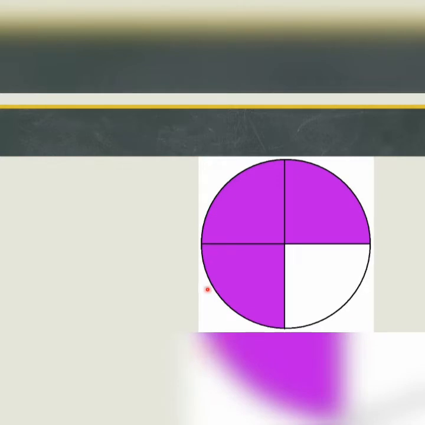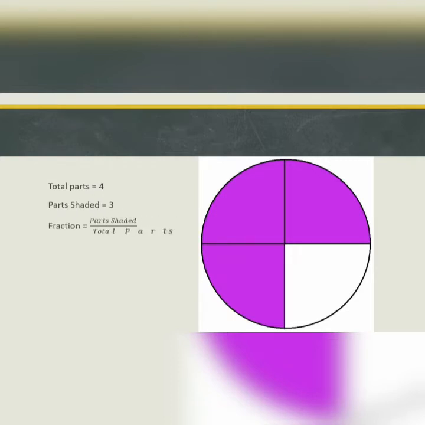For example, if you see this figure, there is a circle. The circle has been divided into four parts: 1, 2, 3 and 4. So the total number of parts is 4 and the shaded parts are 1, 2, 3. So the shaded parts are equal to 3.